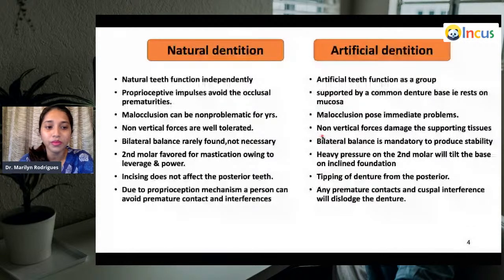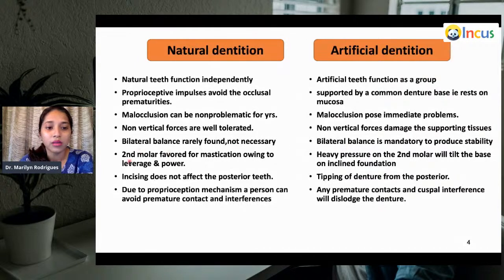Okay. This point is very important. Bilateral balance is rarely found and is not necessary in natural dentition. But bilateral balance is mandatory in producing stability in artificial dentition. That is, in complete denture, we have to aim to get bilateral balanced occlusion. Why, what, everything we will be seeing in the next slides, okay?